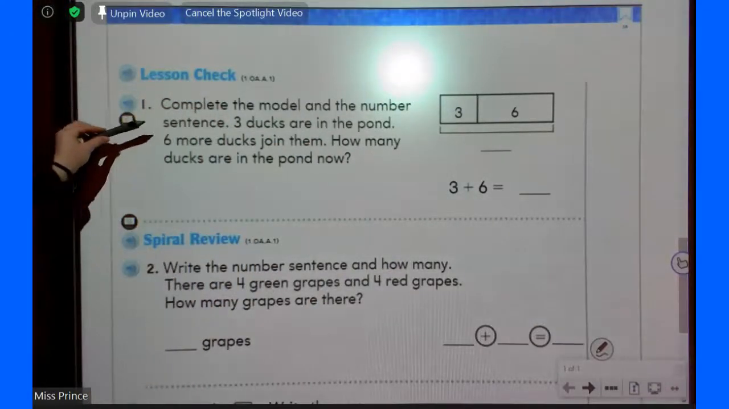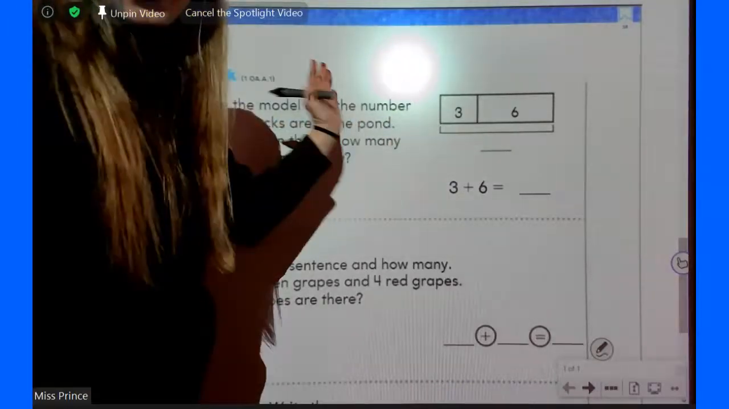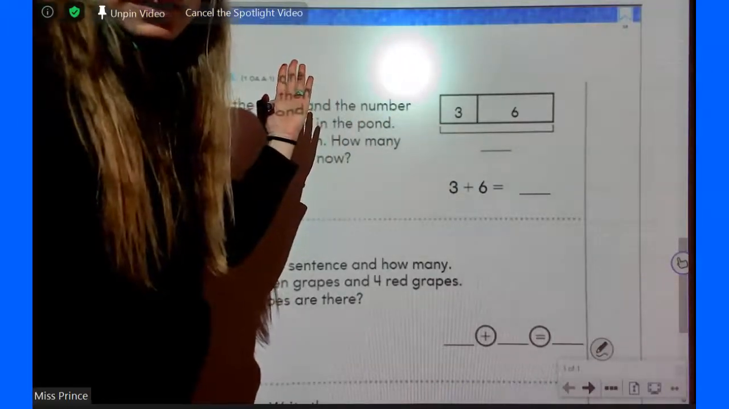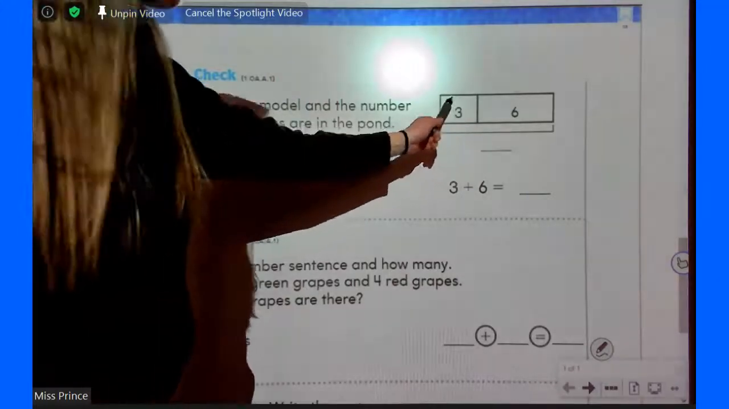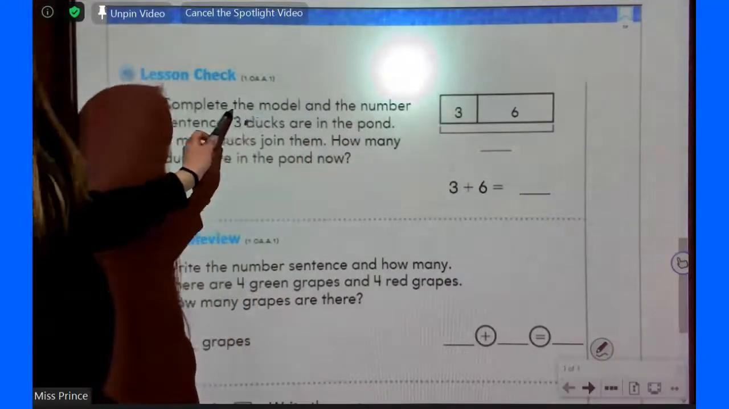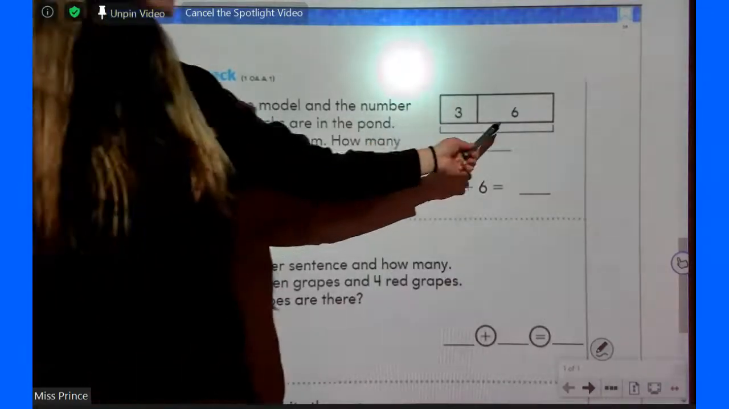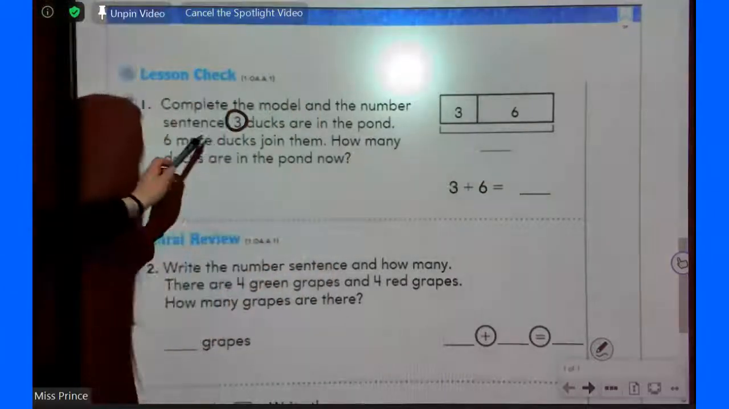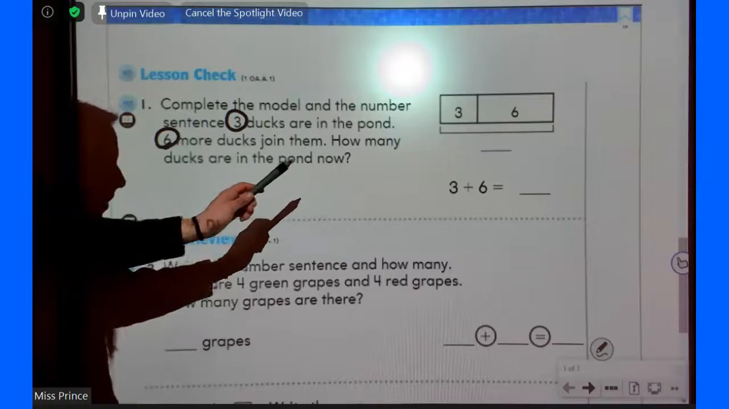Here we go. 3 ducks are in the pond. This is the other side of your homework page. 3 ducks are in the pond. That's why we have a 3. Let's circle the 3. 6 more ducks join them. Here's the 6. I'm going to circle the 6. How many ducks are in the pond now?